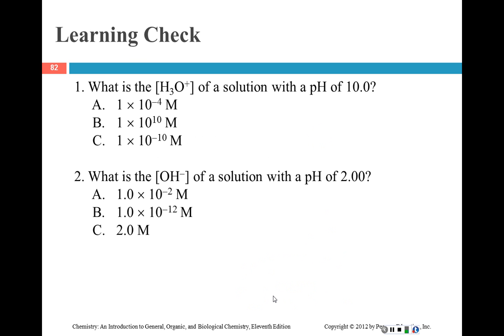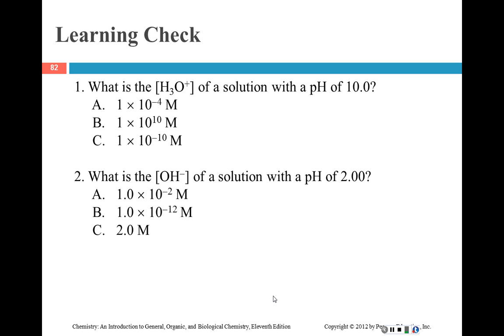Alright, so let's try some of these. The hydronium ion of a solution with a pH of 10. Okay, so what would the concentration be? So just go ahead and try to calculate it, just so you can see if you've got this or not. And sometimes it's trial and error if you have a different calculator from the TI 83 or 84. Alright, or you may know what this first one is.